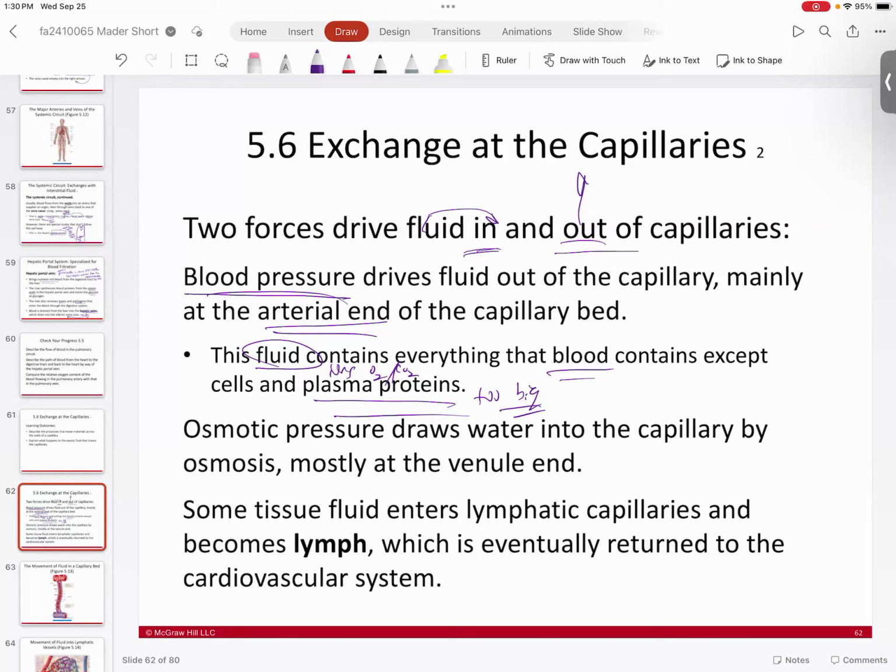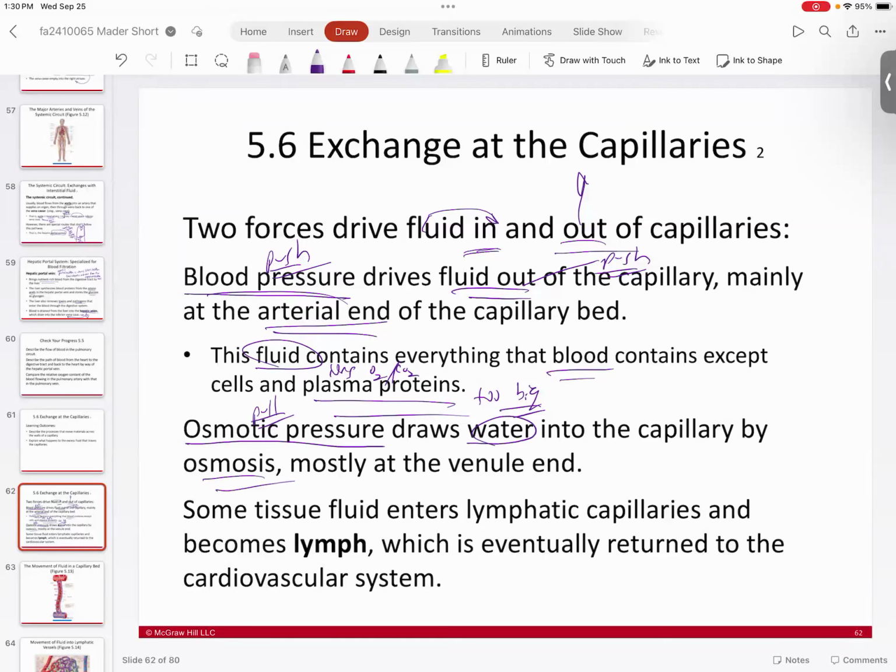Now, we talked about the push, right? So we tend to think of this outward force as a push, and blood pressure is like a push force. It's pushing at your back, just like a tailwind. However, there's also a pull. The pull force is osmotic pressure. This is the pull. Now, what does a pull do? The pull will basically pull water into the capillary, and it's typically by osmosis.